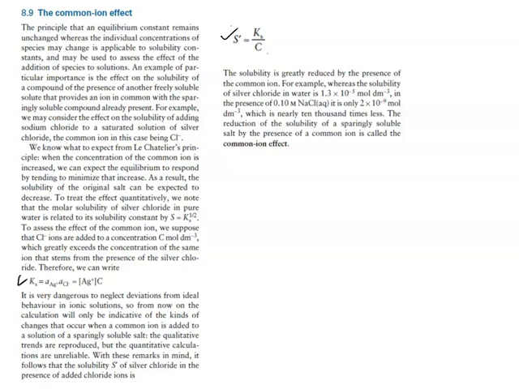The solubility is greatly reduced by the presence of the common ion. For example, whereas the solubility of silver chloride in water is 1.3 times 10 to the minus 5 moles per cubic decimeter, in the presence of 0.10 molar sodium chloride, it's only 2 times 10 to the minus 9 moles per cubic decimeter, which is nearly 10,000 times less. The reduction of the solubility of a sparingly soluble salt by the presence of a common ion is called the common ion effect.